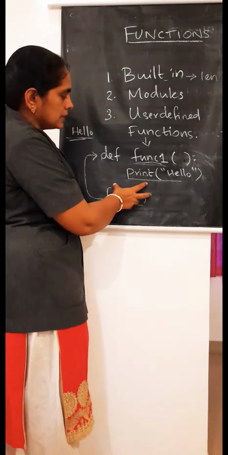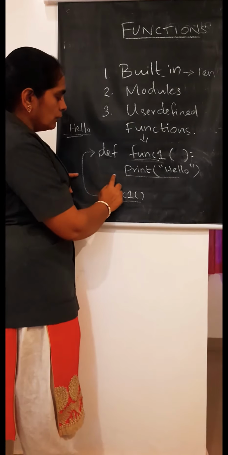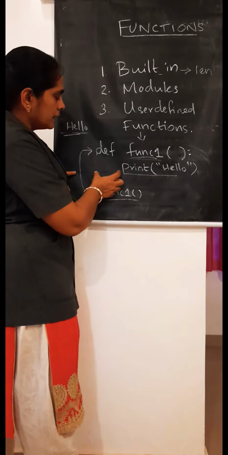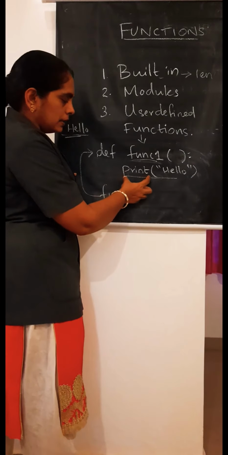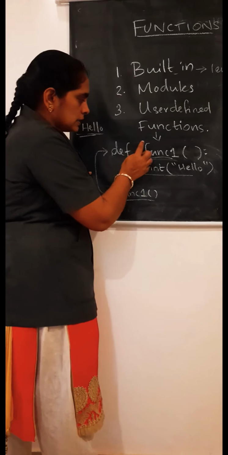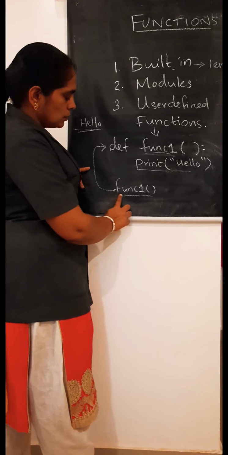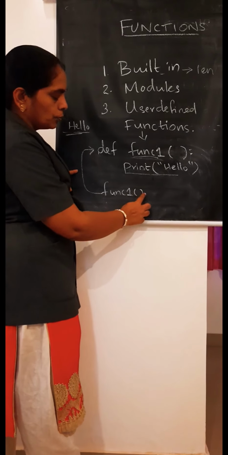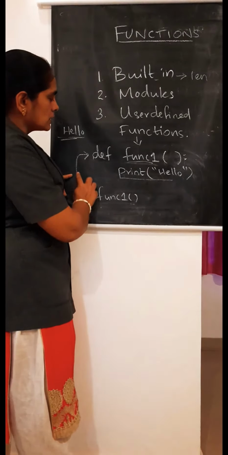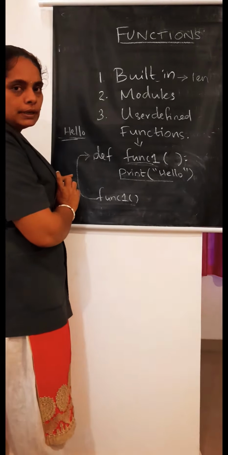The next line we write print. That means, as I told you, you have to put an indentation level. After this line only you have to start print. Print hello. So this function can be called by using what? The function name. So you have to write the function name, then put a bracket. Automatically this function will be called, and the message will be printed.